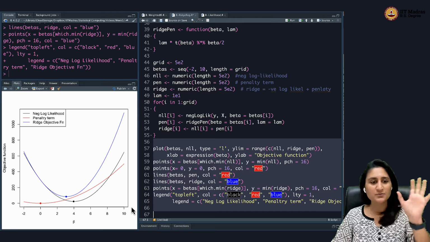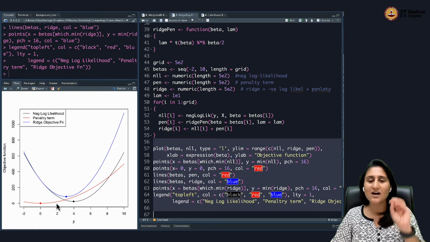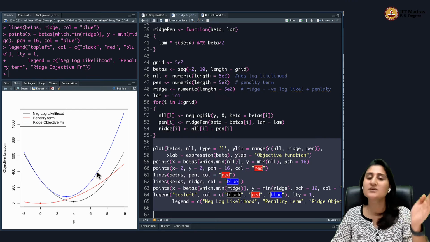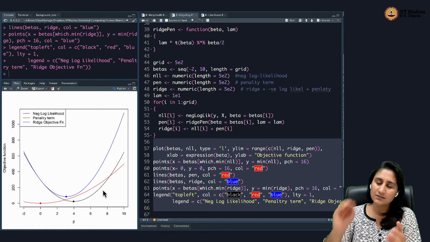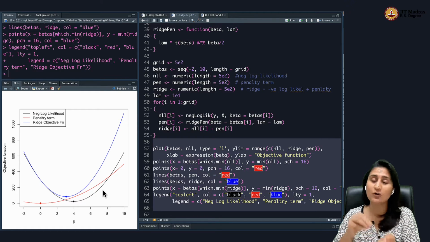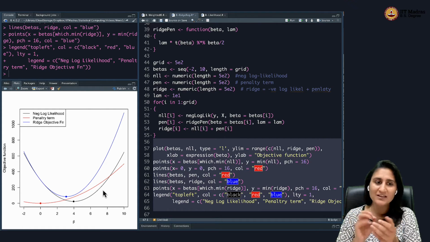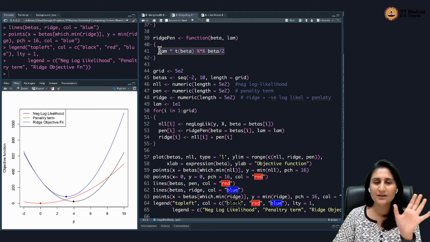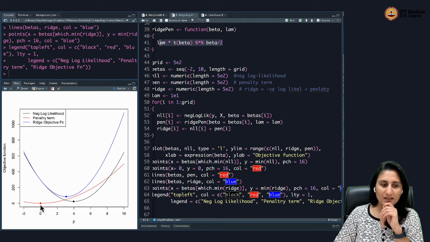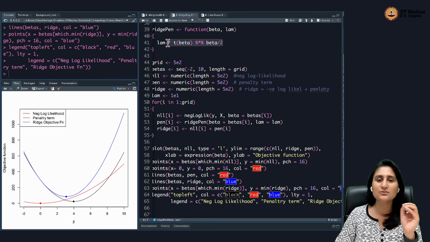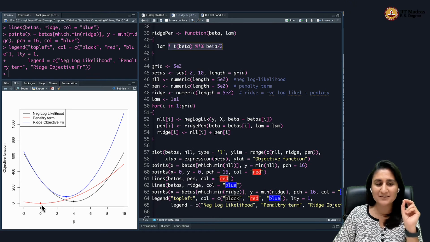Okay. So here are what the 3 dots are. The 3 dots are the individual minimizers for each of the 3 objective functions. I repeat now that the black objective function is coming from just the negative log likelihood, which means the black one corresponds to the MLE. The red one is the minimizer coming purely from the penalty term, lambda times beta transpose beta. Now the minimizer of this is 0, because the value is lowest when beta equals 0. So the minimizer is exactly 0.